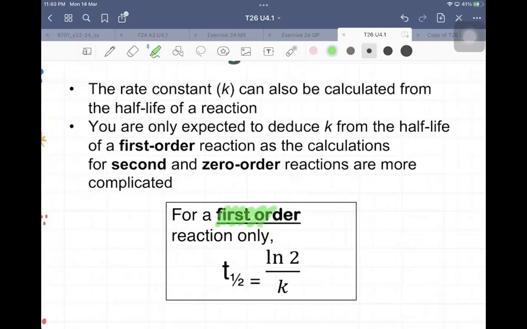The rate constant can be calculated from the half-life of a reaction only for first order, because first order is the only type of reaction that has a constant half-life. The formula is T half equals ln2 over K, or you can write it as 0.693 over K, and you just rearrange it.